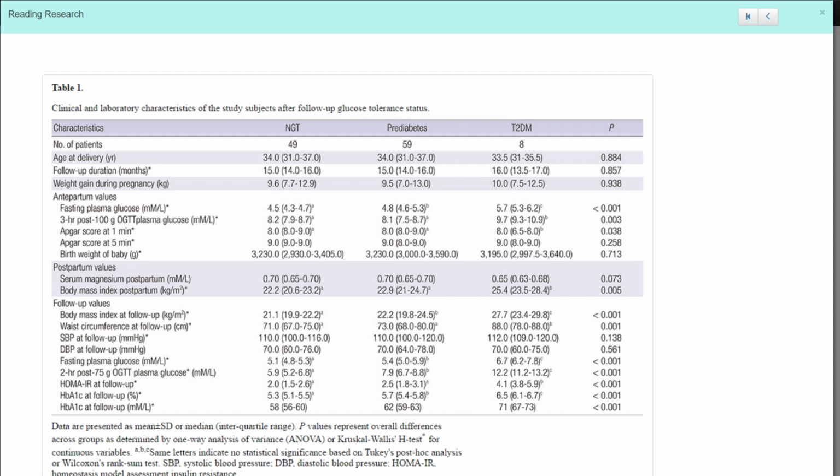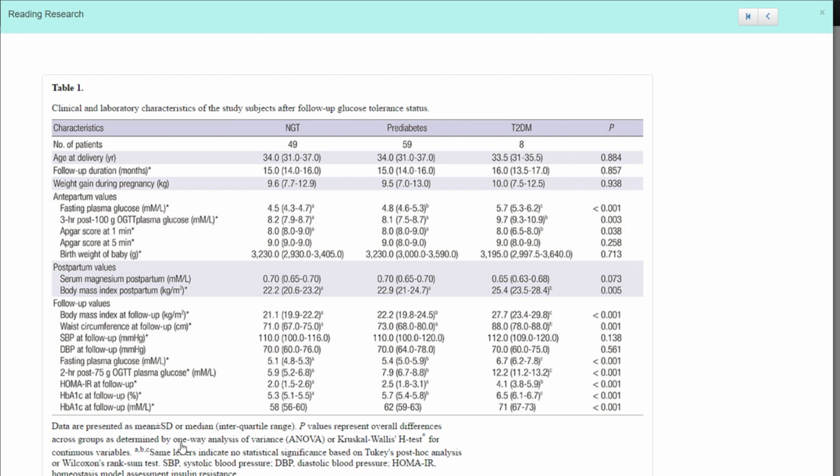So what we can see, if we look, say, at the body mass index of these three groups of people, and I don't know what these are, the NGT, prediabetes, and type 2 diabetes mellitus, I suppose. Is there a difference between their body mass index at follow-up?